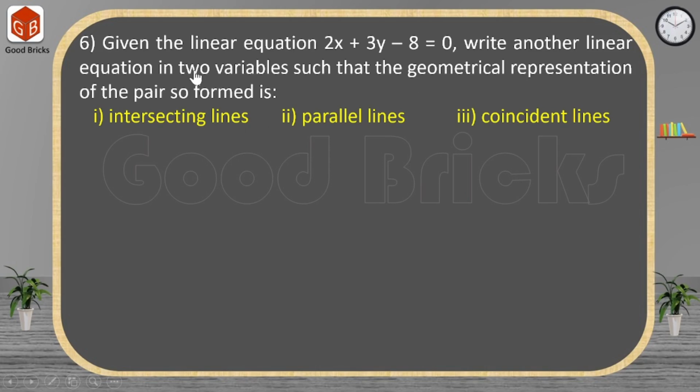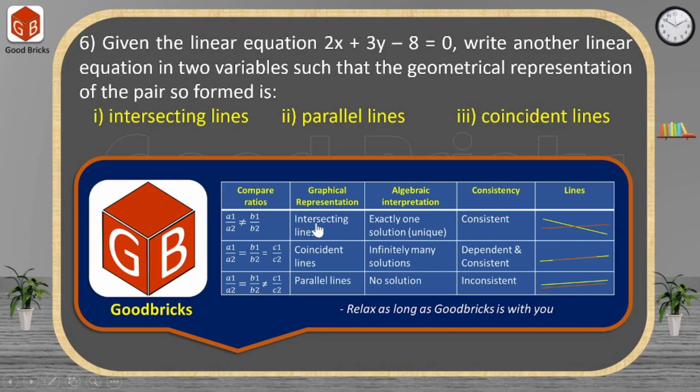Let us now look at this sixth problem. In this problem, they asked us to write intersecting, parallel, and coincident line equations for this given equation. And you know that there are certain conditions to write intersecting, coincident, and parallel lines. And these are the conditions. So, based on these conditions, now we are going to form or write linear equations to meet these questions.